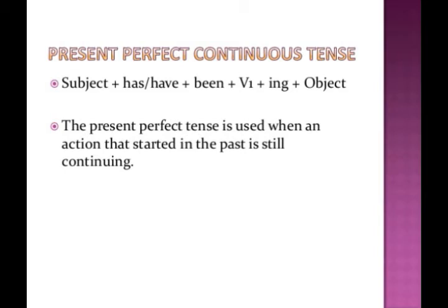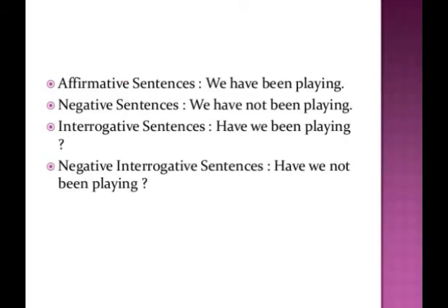The present perfect continuous tense is used when an action that started in the past is still continuing. Means वह कार्य जो past में start हुआ था वो अभी भी continuity में है, finish नहीं हुआ है. That comes under present perfect continuous tense. Okay, let's see the example. We have been playing. We have not been playing. Have we been playing? And the fourth one is have we not been playing?